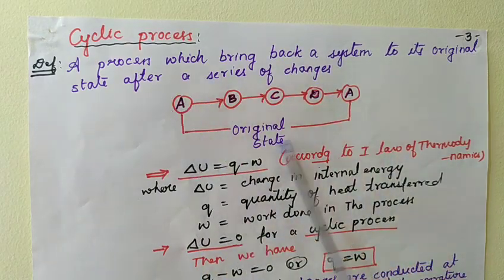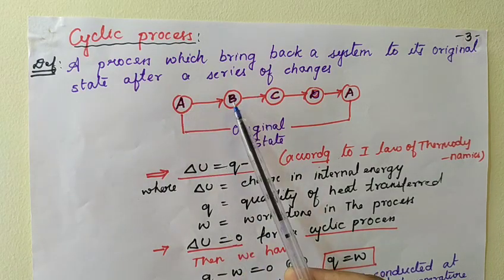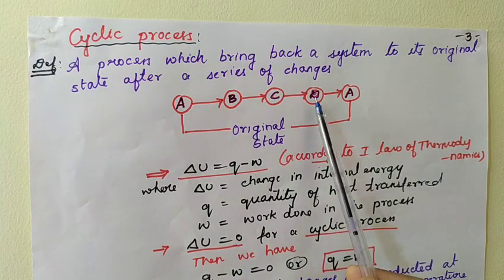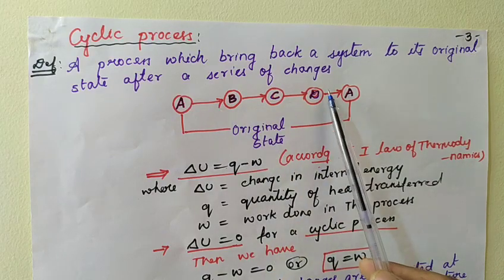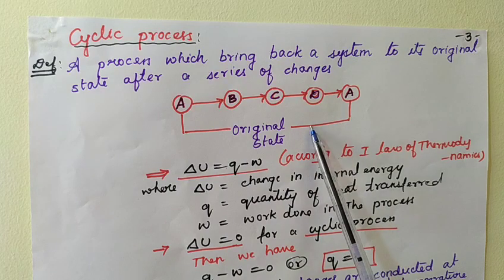You can see the general example here. Initially the system is in the A state, then moves to the B state, C, D, and after a series of changes it will come back to the initial state A itself. Then such a process is known as the cyclic process.